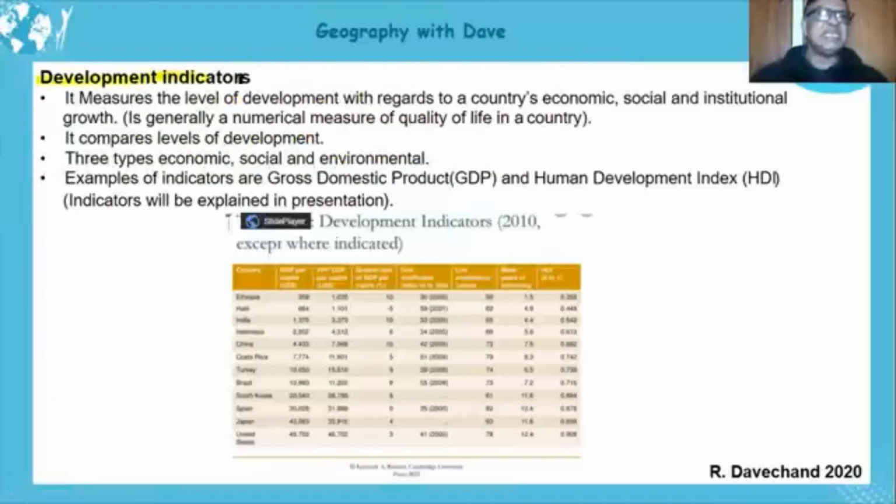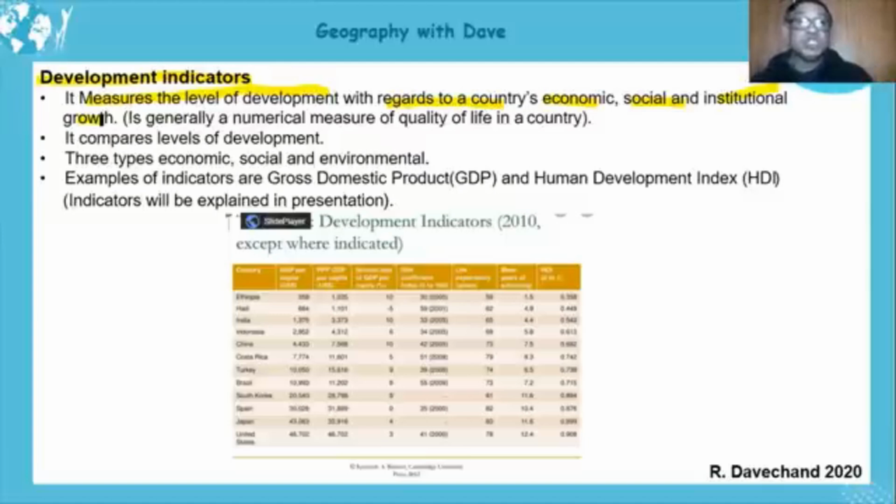Development indicators are going to be so important as we go through these sections. What are development indicators? They measure the level of development with regards to the country's economic, social, and institutional growth. In terms of economic, how much money in comparison to others. We measure how much money we made, the GNP, the GDP, gross domestic product, gross national product. We measure it to see where we stand.